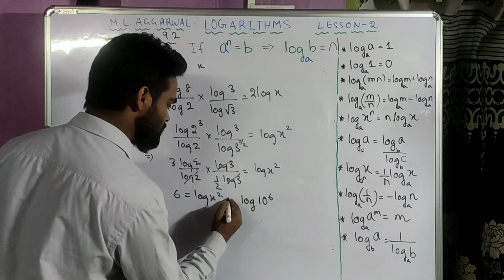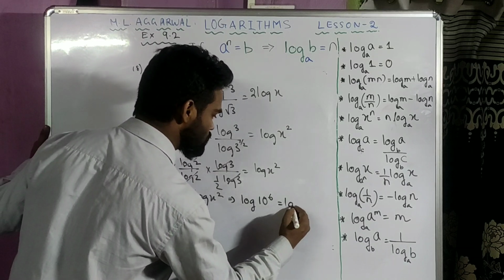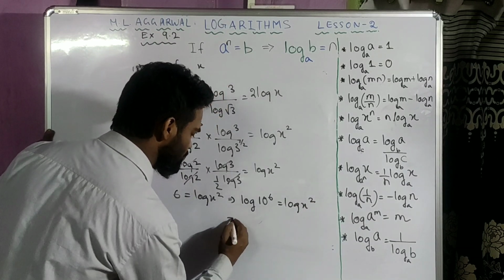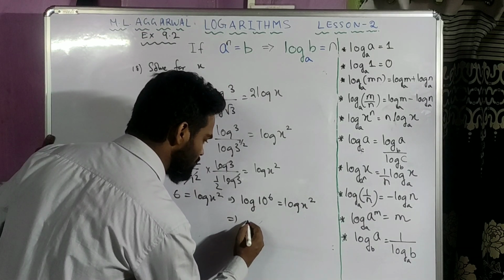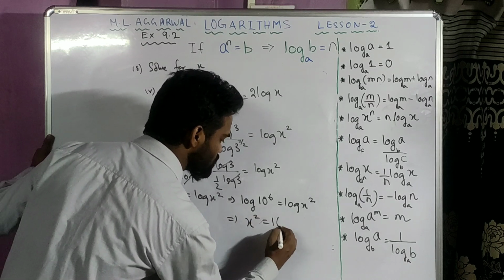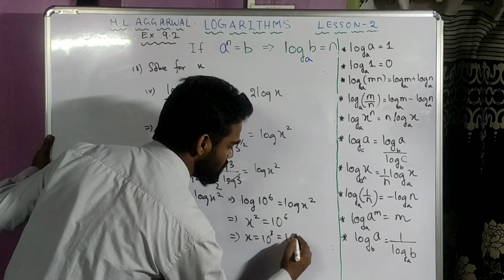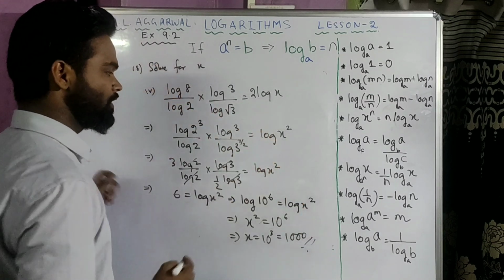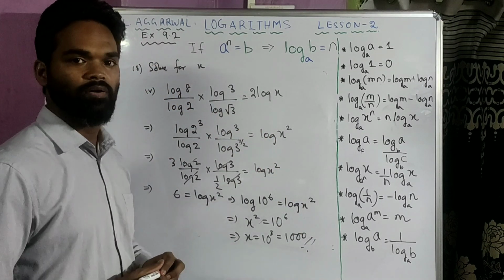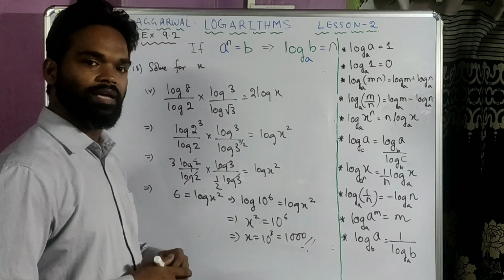Of course, the base is 10 over here, equals log x square, which means when we equate, we can get x square equals 10 to the power 6, which means your x is 10 cube, which is 1000. Done. Nice sum. Okay, now we look at the next sum.